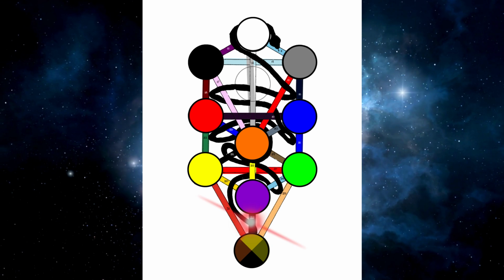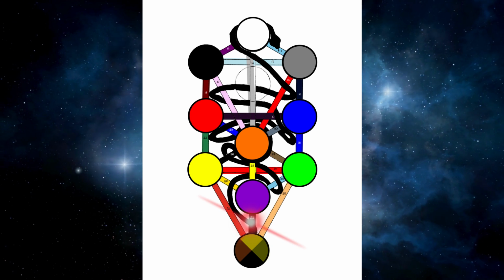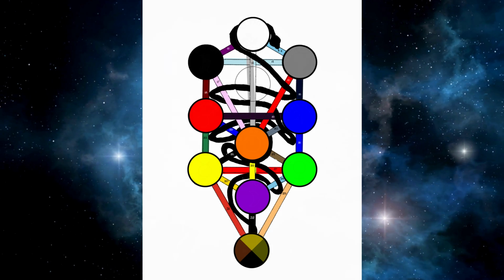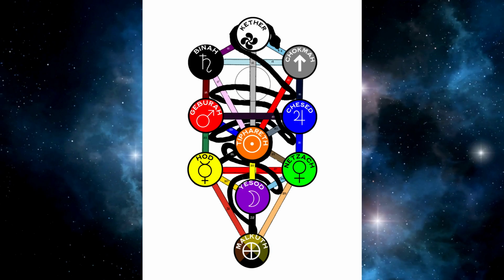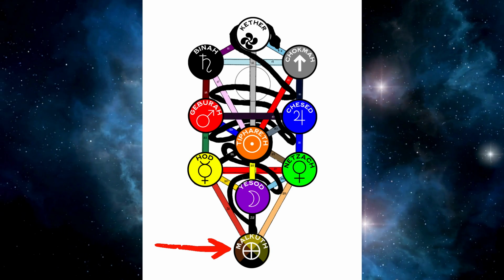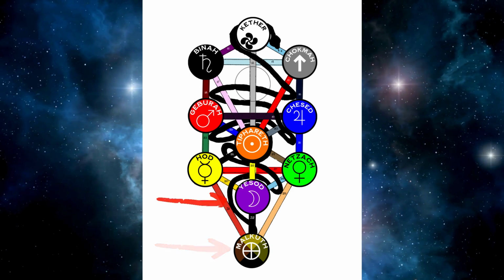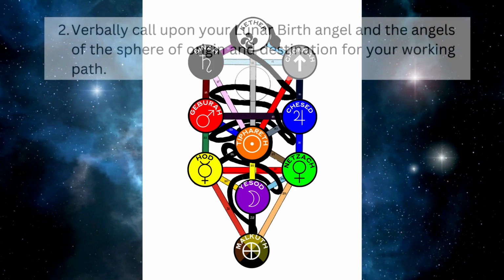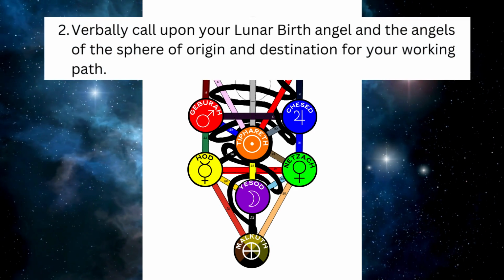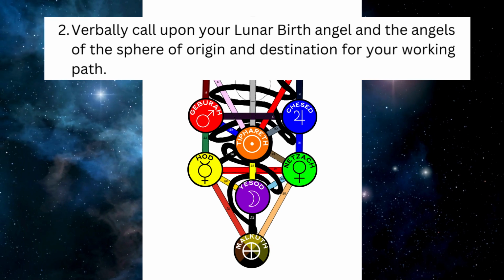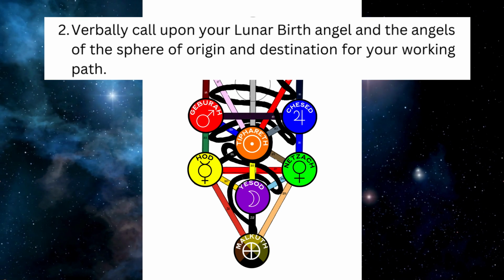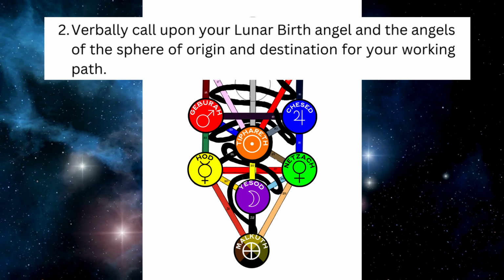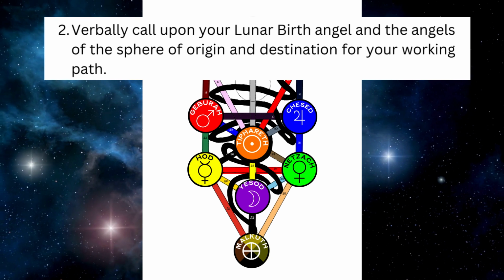We will use Path 32 as our example so that this process can be clearer for you. You'll use the same process for each path. Path 32's sphere of origin is Malkuth, and the sphere of destination is Yesod. You will ground and center. If your lunar birth angel, for instance, were Raphael, you would start with a verbal prayer to Raphael, Sandalphon, the angel of Malkuth, sphere of origin, and Gabriel, angel of Yesod, sphere of destination.